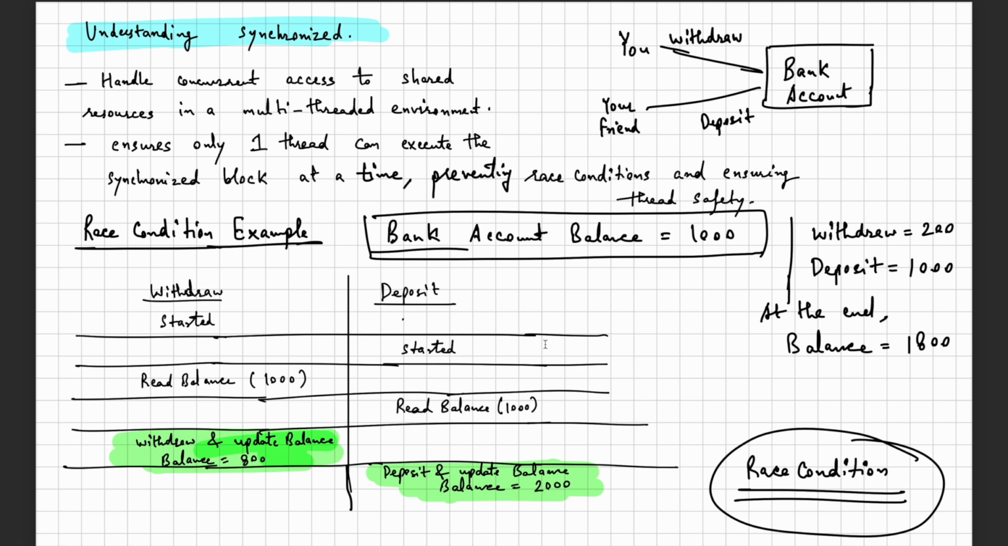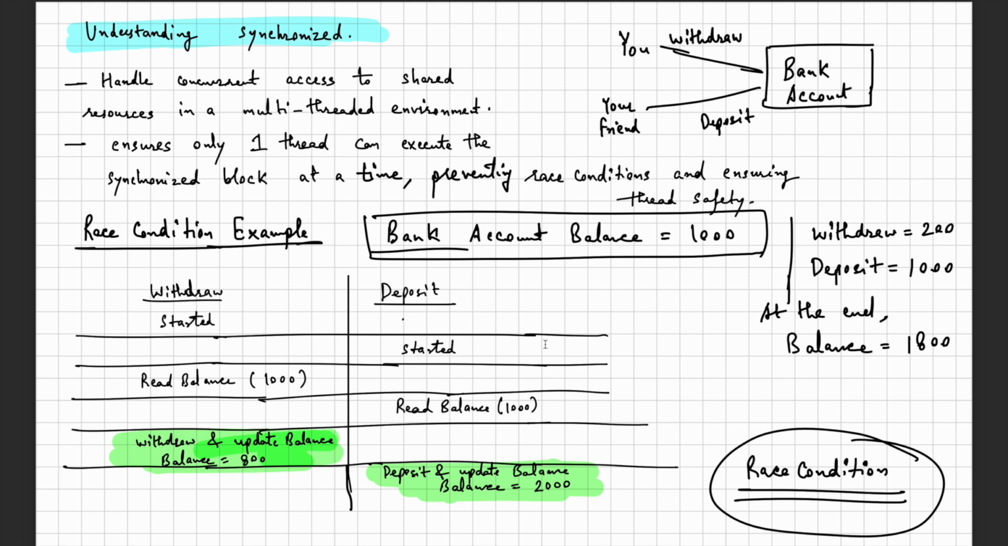So synchronized first of all would come into the picture only when there are concurrent requests, right? Concurrent requests, which we have already seen, means at the same time. So what synchronized does is it handles the concurrent access to the shared resource. Now what is the shared resource in this case? The bank account is the shared resource in this case, right? Now what synchronized provides is that only one thread can execute this synchronized block.